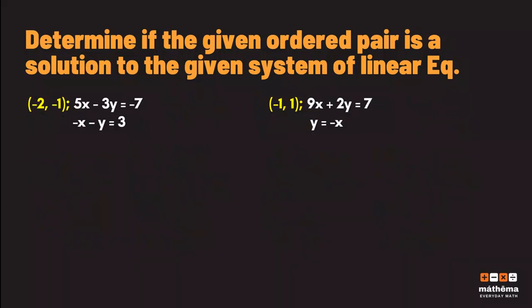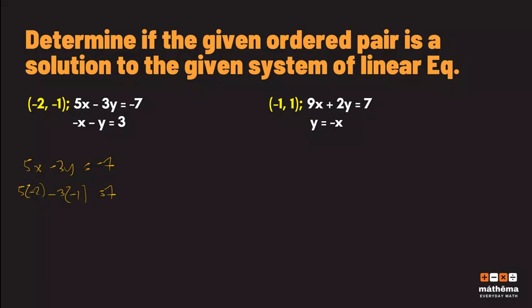Next, last two examples. So again, we have negative 2 and 1. Let's have the first equation: 5x minus 3y equals negative 7. And then 5 times negative 2 minus 3 times 1 equals negative 7.